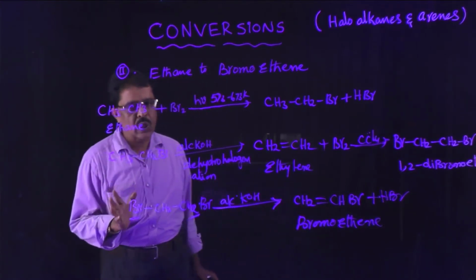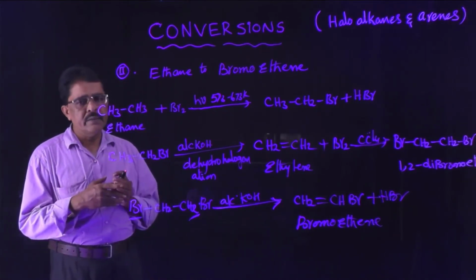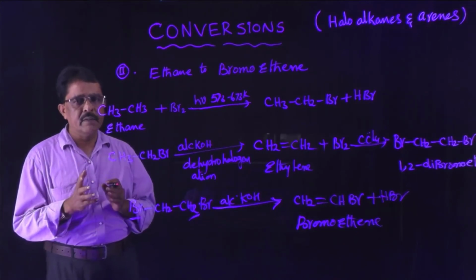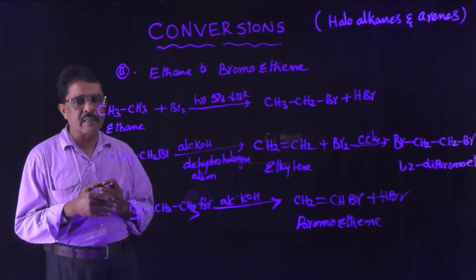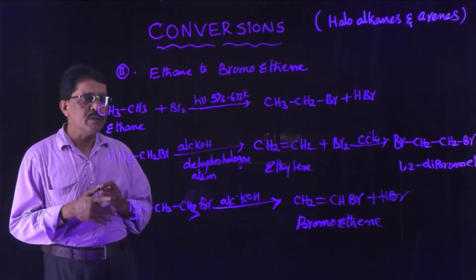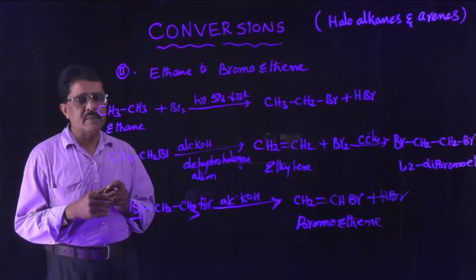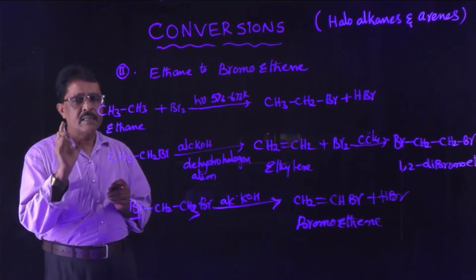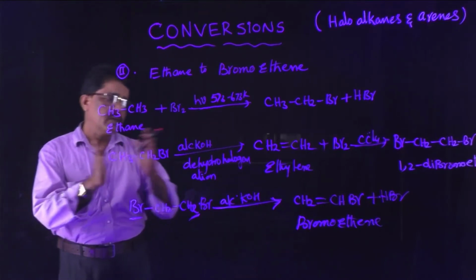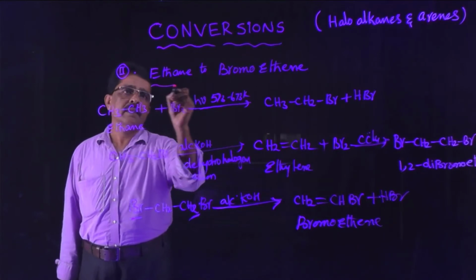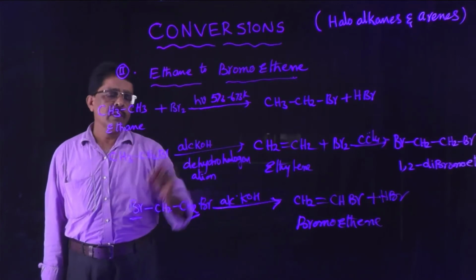So the conversion from ethane to bromoethene takes place. You can learn this very easily by learning the properties of the compounds. Without knowing the properties and preparations of organic compounds, you are unable to convert one molecule into another. By learning all the concepts, preparations and properties, you can easily convert one molecule into another. In this conversion, ethane is converted into bromoethene by the following reactions.